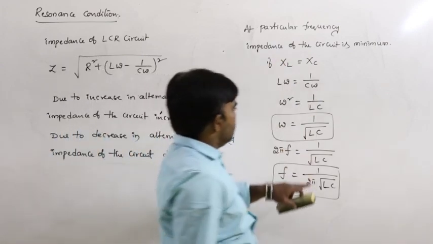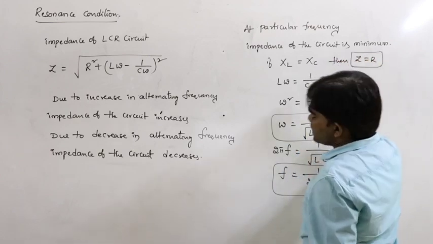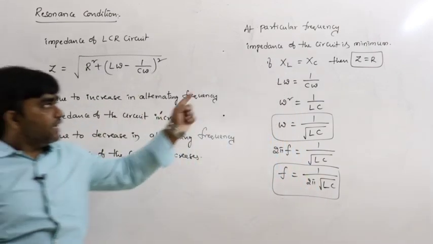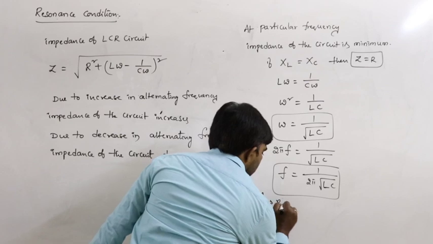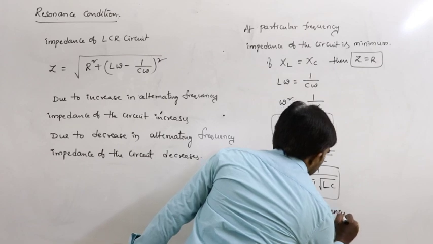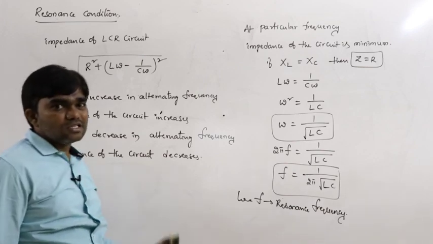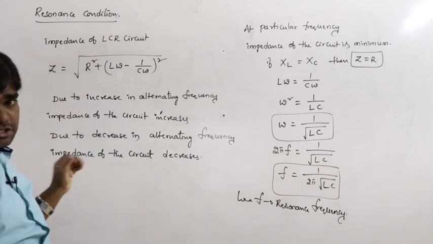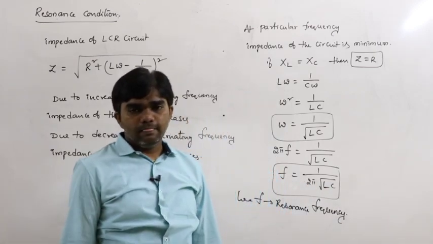That means at that frequency, XL equals XC, and the impedance of the circuit is minimum, that is, Z is equal to R. If L omega equals 1 by C omega, Z is equal to R. That condition is called resonance. Here this f is called the resonance frequency. This is the resonance condition, that is, f is equal to 1 by 2 pi root LC.